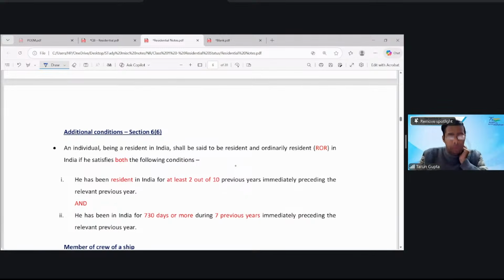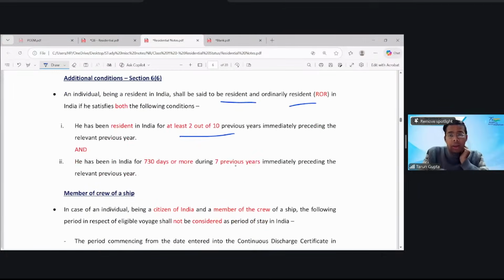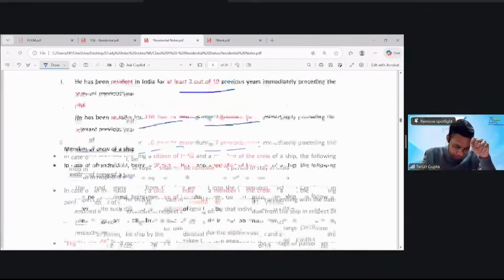Additional condition: when you are resident, you have to see whether you are ROR or RNOR. You will be ROR if you satisfy both these conditions: resident in at least 2 out of the last 10 years, and in the last 7 years, you were in India for 730 days or more.